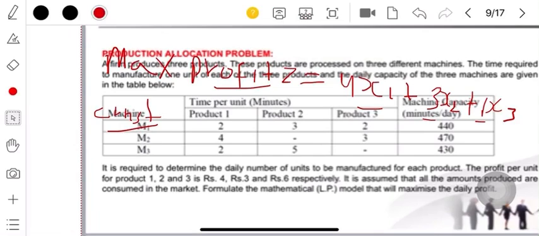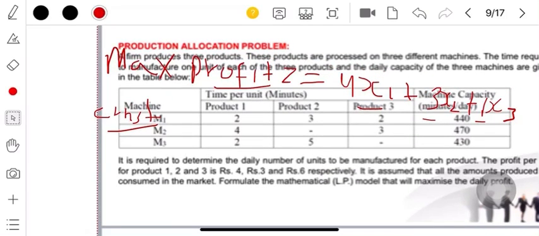For machine 1, how much time will be consumed? It will be consumed from product 1 2x1, from product 2 3x2, and from product 3 2x3. This is the total available time, which cannot be exceeded, so it should be less than or equal to 440, right?